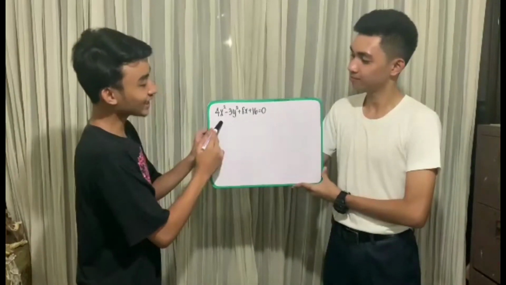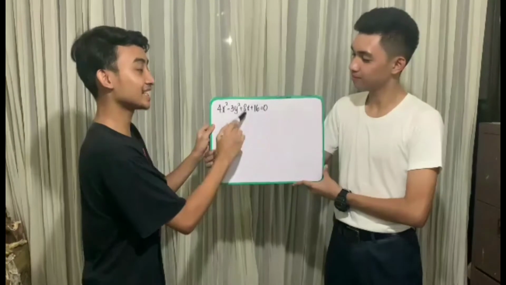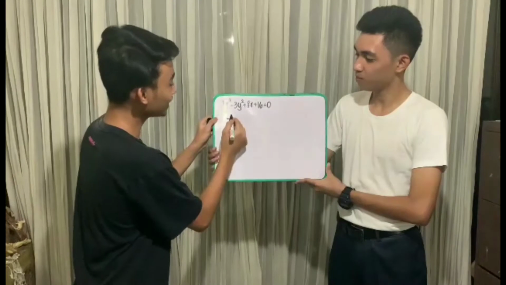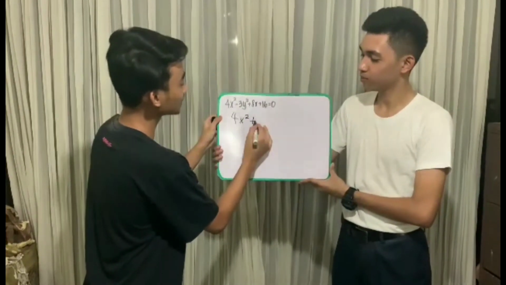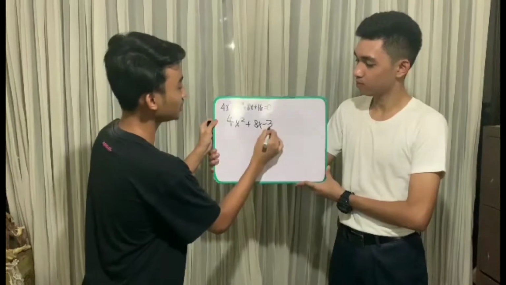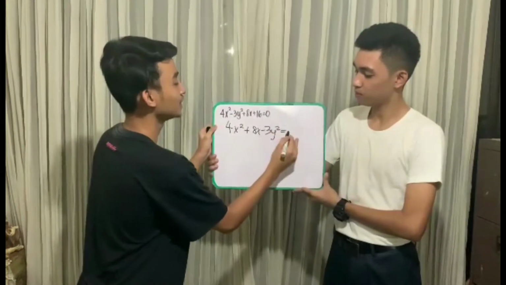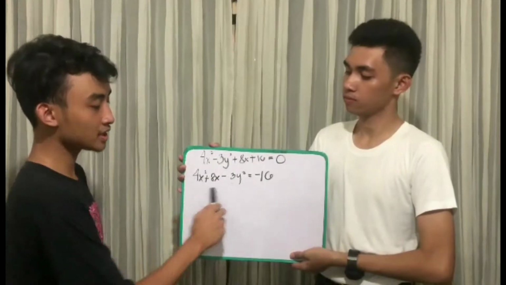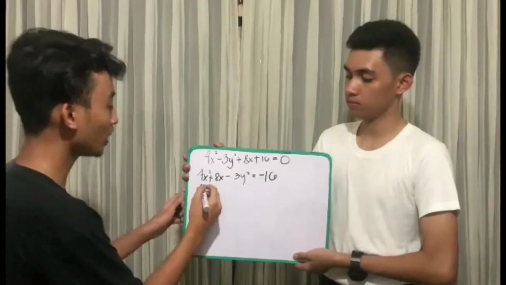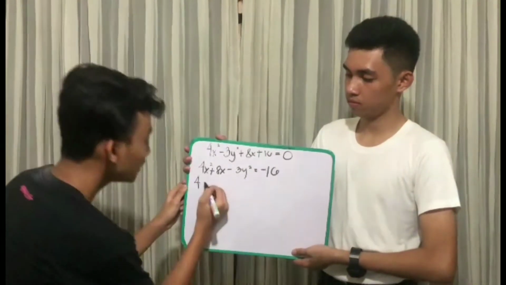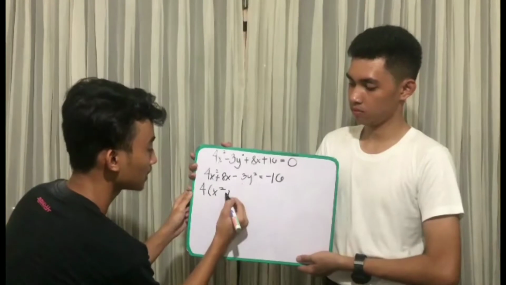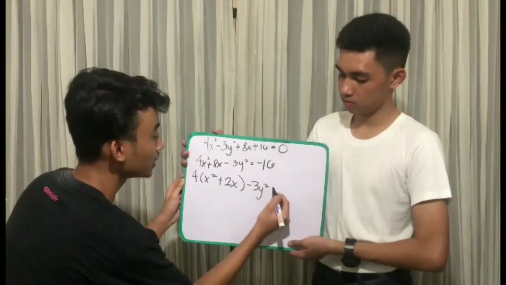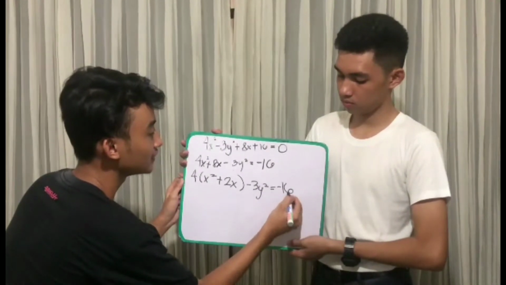The equation is 4x squared minus 3y squared plus 8x plus 16 is equal to 0. First, we need to arrange this equation: 4x squared plus 8x minus 3y squared is equal to negative 16. We need to complete the square. First, we need to isolate 4 times quantity x squared plus 2x, minus 3y squared is equal to negative 16.